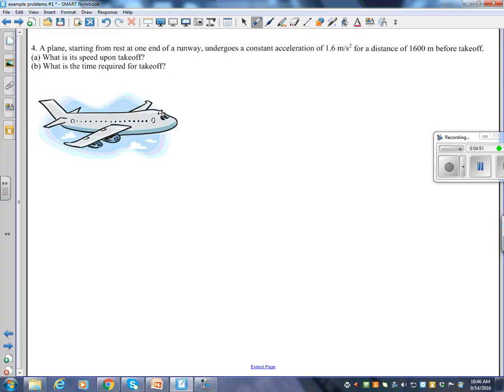I'll give you a hint. This one is 2 steps. If you want to draw a line down the middle, there's plenty of room for your answer on the left and then I'll show you the answer on the right. I'll wait a couple minutes. Starting from rest, you gotta read, right? That's not a number that's gonna jump out, so you gotta realize that VI is 0 there. Acceleration 1.6, the distance is 1600 of the runway. What is the speed upon takeoff? So we're solving for VF. I don't think it's 5,000.